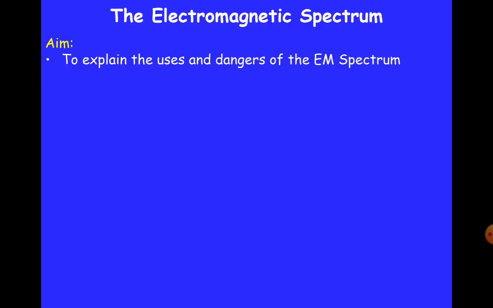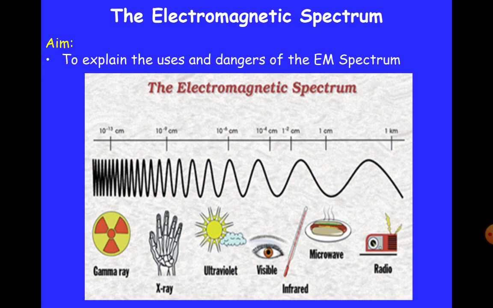Okay, and now we will explain a little bit about the uses and the dangers of the electromagnetic spectrum. You see already in the picture, visible light. I see a thermometer with infrared. I see a microwave heating up food. I see radio waves. On the left side we see ultraviolet coming from the sun, X-ray, bones of your hands, and gamma rays, dangerous.